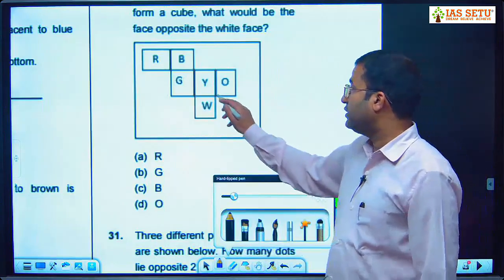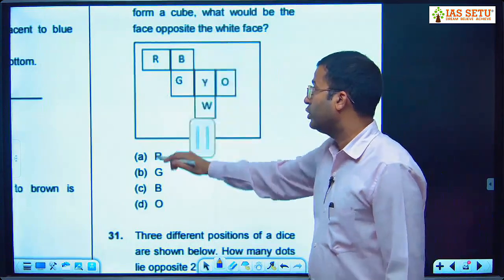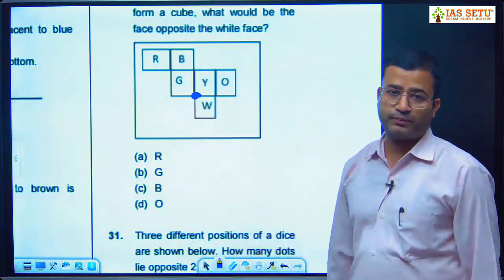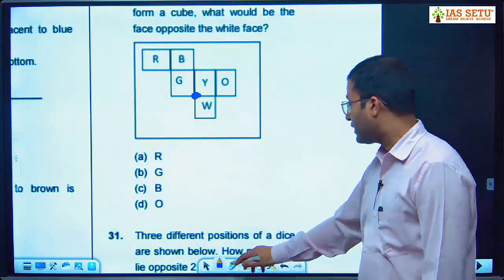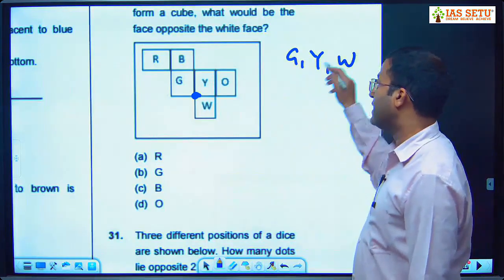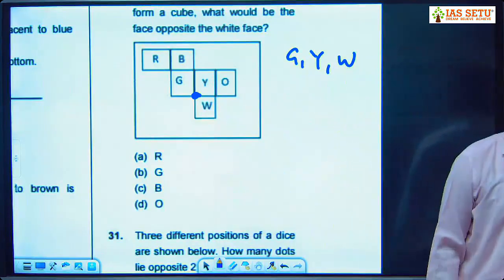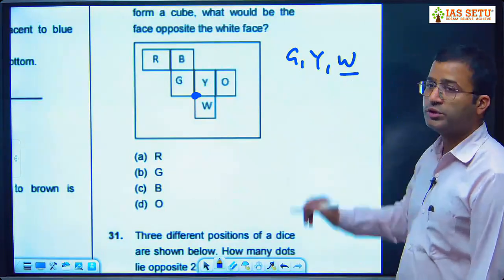See here, either you can use this vertex, this. If you use this one, there is nothing ahead. So it means this vertex will help you. If I take help of this vertex, what can we conclude? Can I conclude green, yellow, white are adjacent to each other because they have a common vertex? And what is our question? We have to find opposite of white.